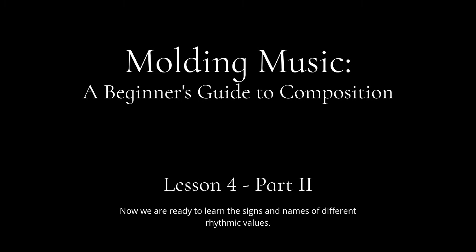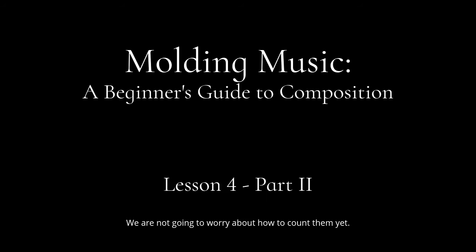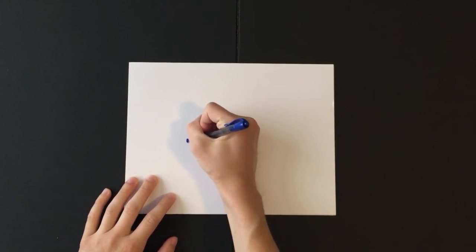Now we are ready to learn the signs and names of different rhythmic values. We are not going to worry about how to count them yet. We will work on that tomorrow. Today we will just focus on the names and how to draw them. First, we'll need to learn the different parts that a note can have.